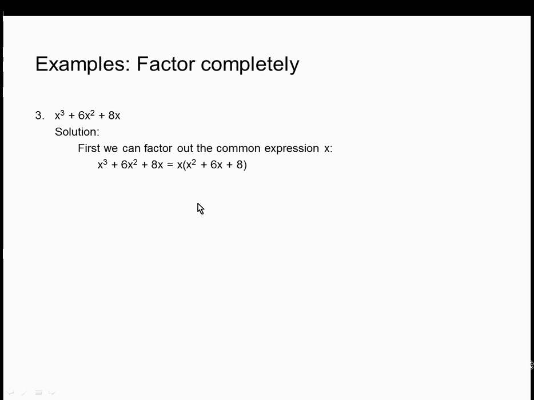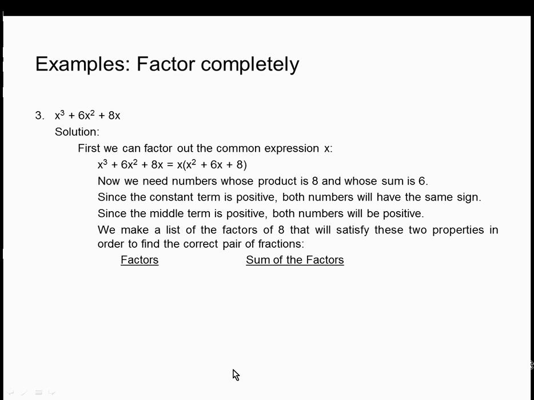I want numbers that multiply to be 8 and add up to be 6. Since this is positive and this is positive, I'm looking at all positive numbers. So the factors of 8 and look at the sum. Okay, 8 can be 8 times 1. The sum is 9. That's no good. I want 6. It could also be 4 times 2, and that adds up to be 6. Okay, so I'll be using x plus 4 and x plus 2.